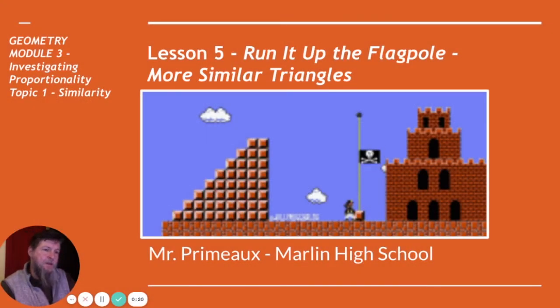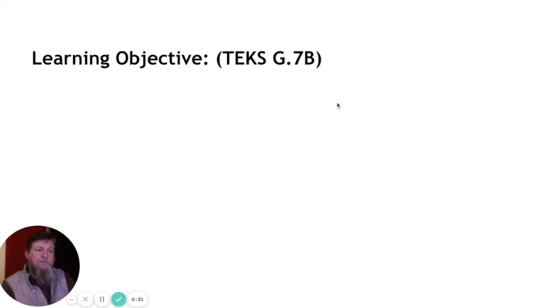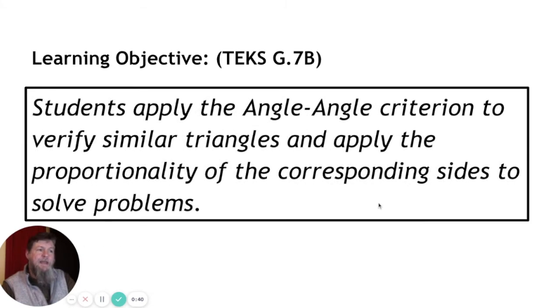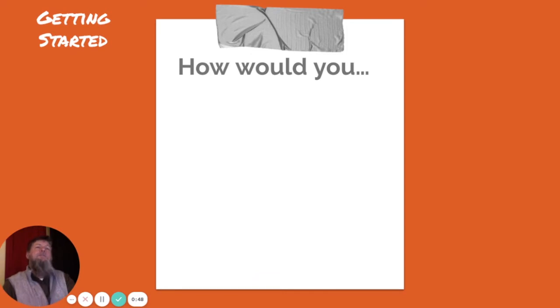This is Geometry Module 3, Investigating Proportionality. We're in Topic 1, Similarity, Lesson 5: Running up the flagpole, more similar triangles. Okay. Learning objective today is from TEKS Geometry 7B, which states, students apply the angle-angle criterion to verify similar triangles and apply proportionality to the corresponding sides to solve problems. All right, so let's get started.